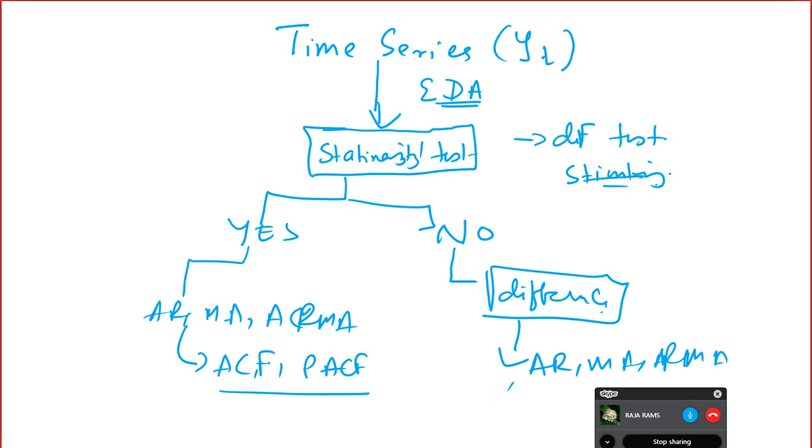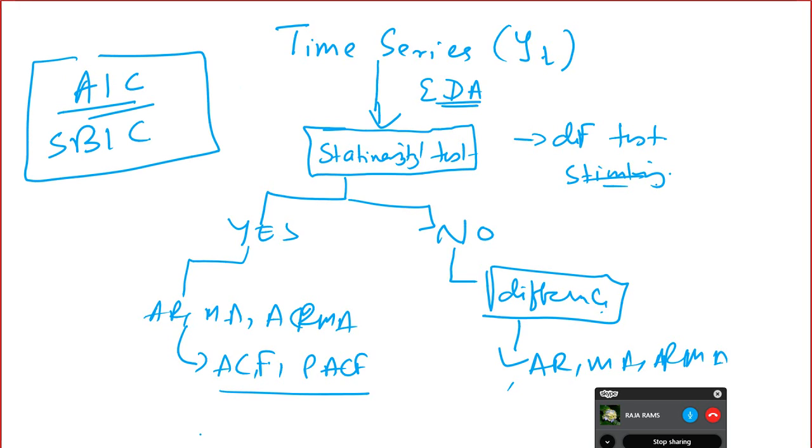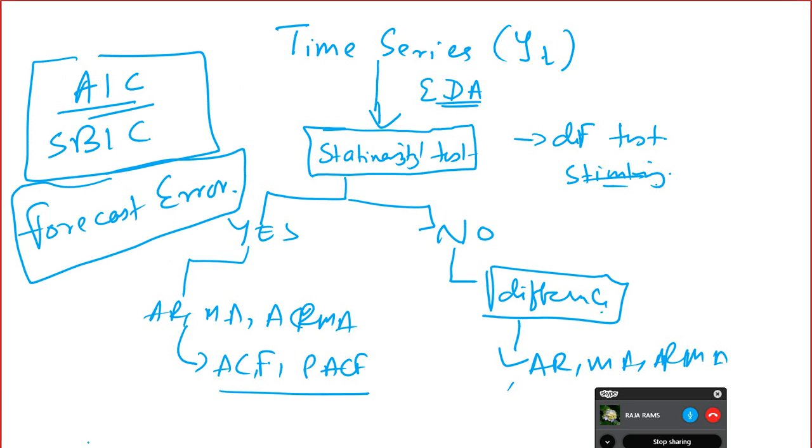And how do you choose models? You choose models based on the AIC, Akaike information criterion, or the SBIC. The lesser the AIC, the better the model. You can also use the forecast error. If you are taking a data set and building a model, the model which is providing you the least forecast error is the best model, right?